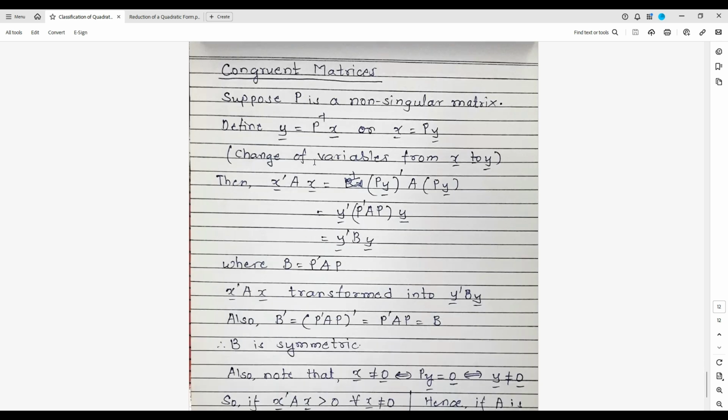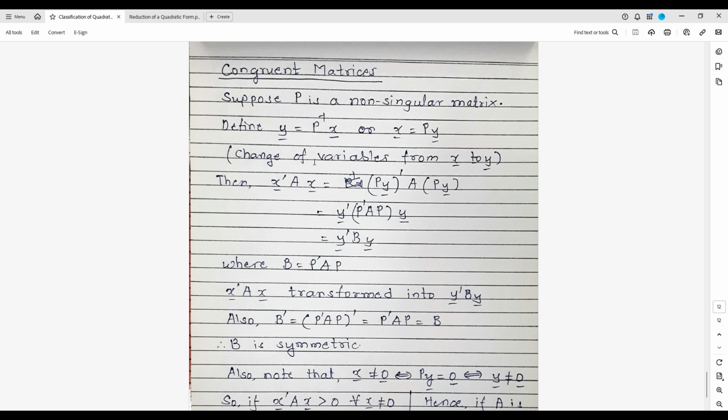Now let us move to something which is similar to this. So earlier we had taken P prime x. Now we are putting a condition on this matrix P. We are assuming that P is a non-singular matrix. Suppose P is a non-singular matrix, then we can create a transformation. So what we are doing is we are taking the inverse of this matrix P and multiplying it by a vector x. So we define it as y. So y is P inverse x, or the other way you can write x as P times y.